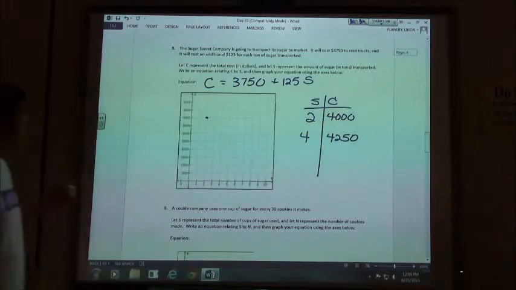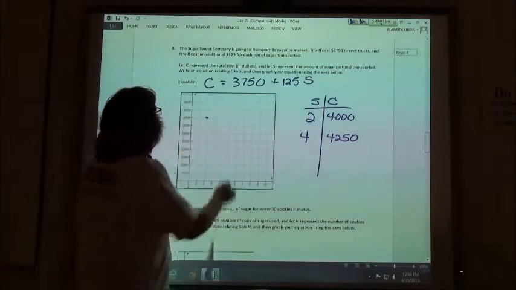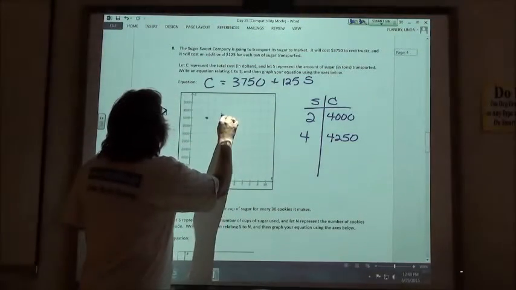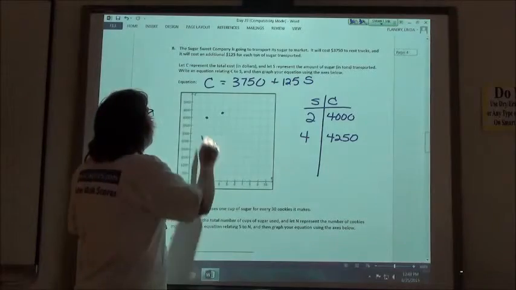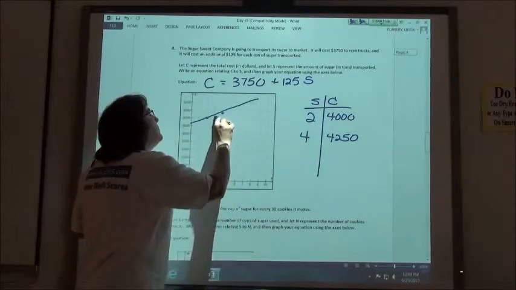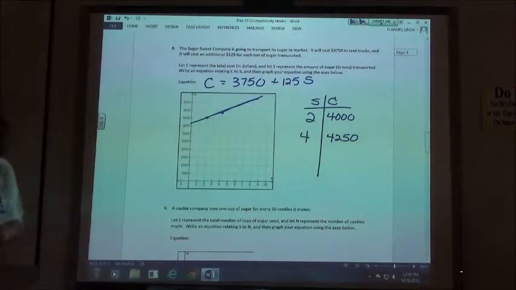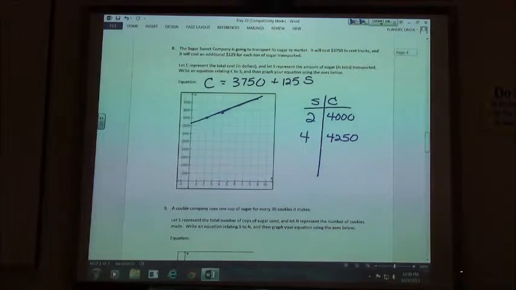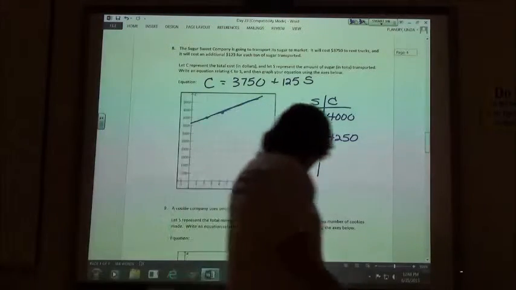Sometimes not. 4 and 4,250. Well, that's not going to go up much higher. We'll say it's about there. My line would look, I can almost draw straight, something like that. You only have to do 2 points. If you want to do more than 2, you can, just to make sure everything looks right.